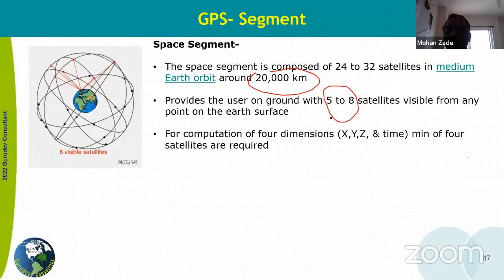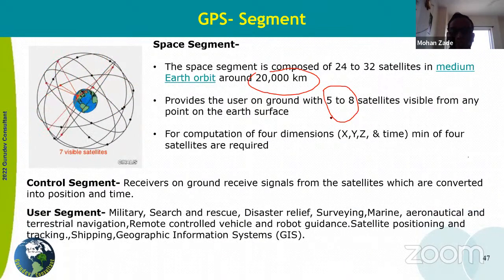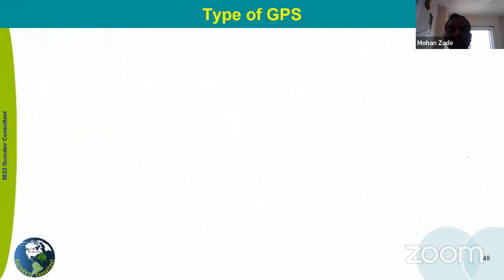For computation of X, Y, Z and time, a minimum of 4 satellites is required, but 5 or more is advisable. The control stations receive the ground signal from the satellites, which is converted into position and then time. And the user segment is our own systems, where we use our devices to measure X, Y, Z.